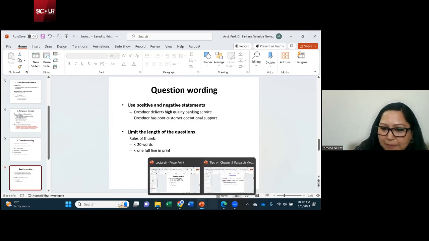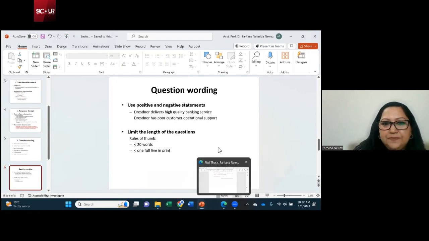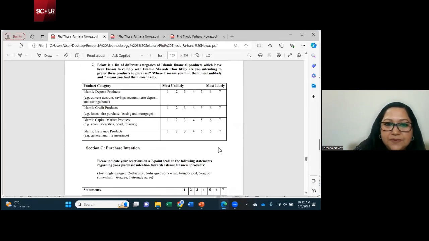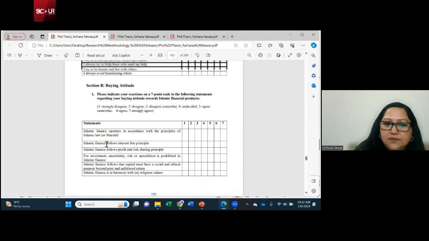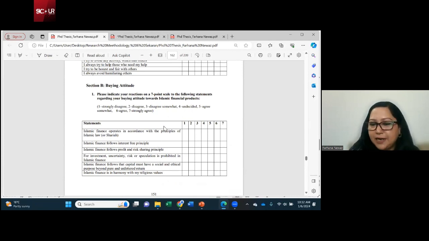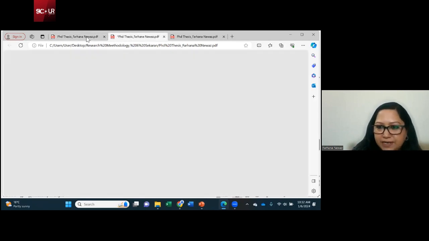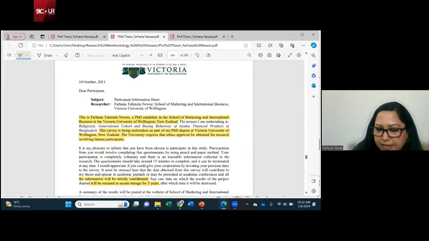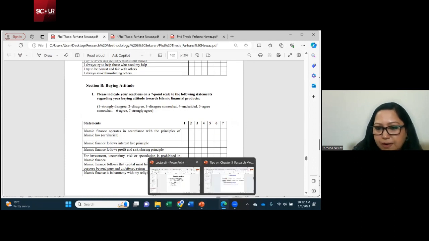Sometimes it's really not possible. Even if you look at the questions I have prepared, it is more than 2 lines. Suppose, for example, this is not a full line, but this is a full line, in one line, right? I could not do it in one line, so I have to use 2 lines. But try to make sure it's very short so that people can easily read it and answer it quickly. Okay, any questions so far?